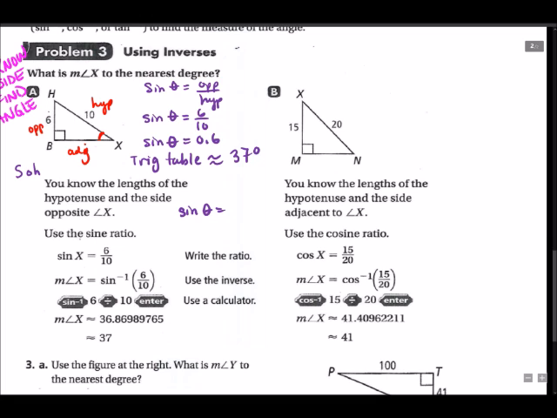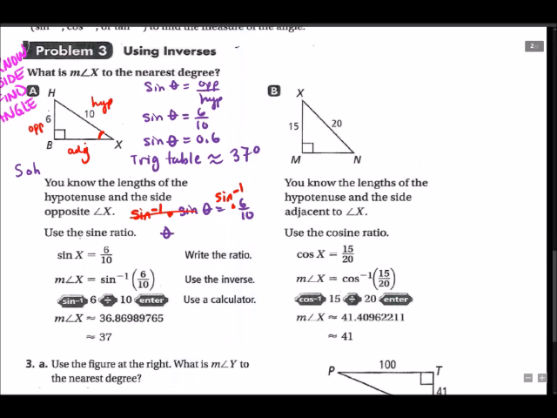We need to write this with a little more space. Instead of dividing by sine, I am going to multiply both sides by inverse sine. And that -1 means inverse. So what's going to happen here is these two are going to cancel, and I'm going to be left with theta equals the inverse sine of 6/10.